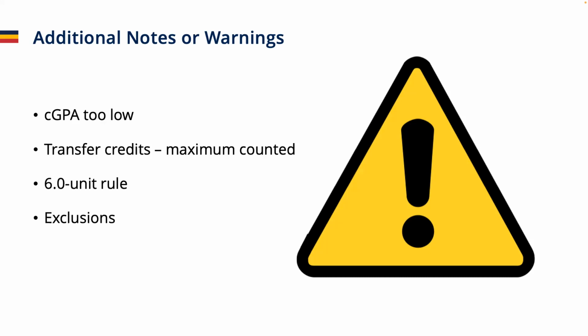Students in the Faculty of Arts and Science are permitted to take 6 units of courses in other faculties. If you surpass this limit, a warning will appear on your report.